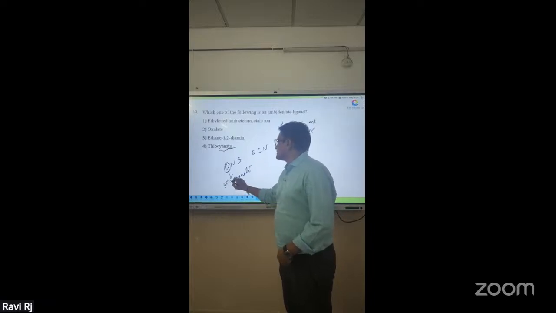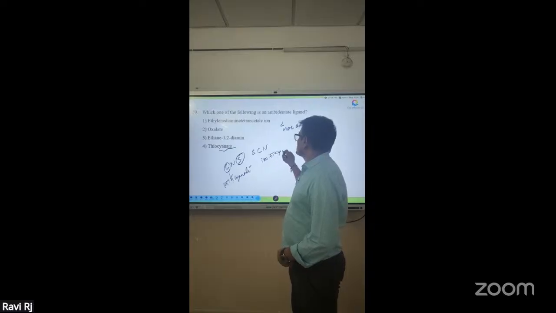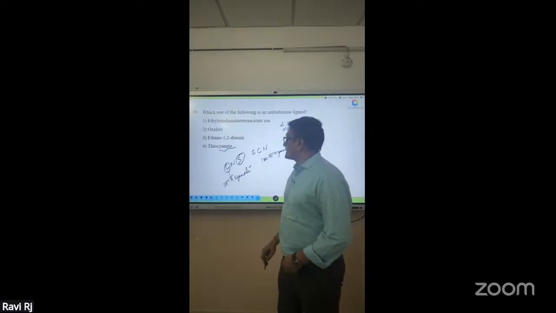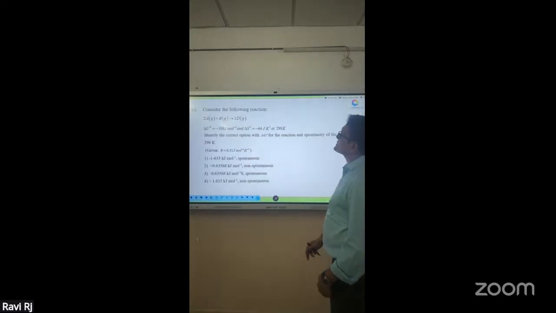In this case, it is thiocyanate because there is sulfur, right? This is isothiocyanate. So there can be two different donor atoms. So the right answer is option 4. Next, you have the next question.